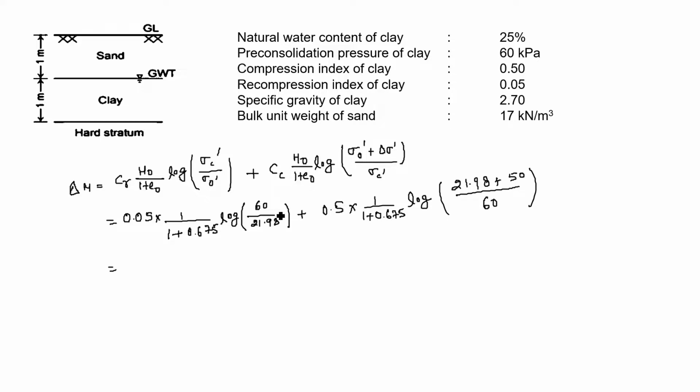After calculation we get delta H as 0.0366 meter. So we can write it as 36.6 into 10 to the power minus 3 meter. So this will be 36.6 millimeter, which is almost equal to 37 millimeter. So we got the settlement of the clay layer after placement of the fill as 37 millimeter.